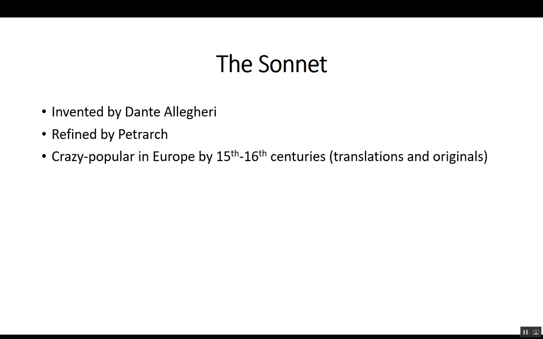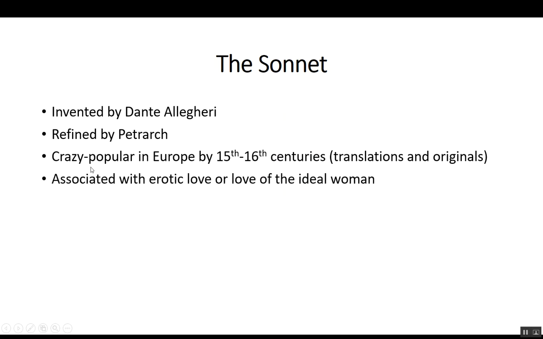Okay. One thing to note is that the sonnet was a popular form that was one of the first in European culture that was thought to be okay to be written in your native language. You didn't have to write it in Latin or Greek. Dante wrote them in Italian, or Florentine Italian at the time, and so did Petrarch. The sonnet often is associated with erotic love, or maybe the love of the ideal woman in particular, okay? They were often written in groups or cycles.